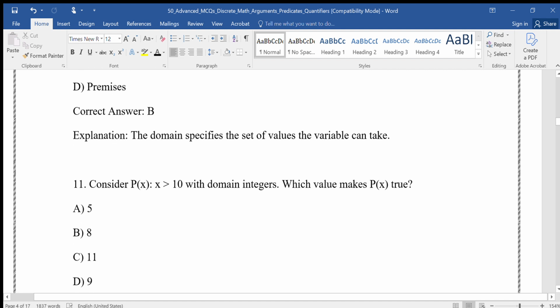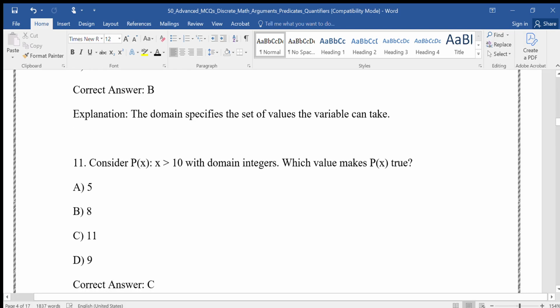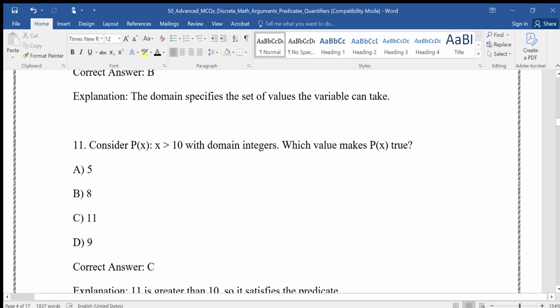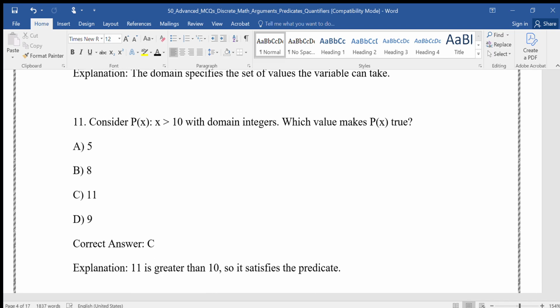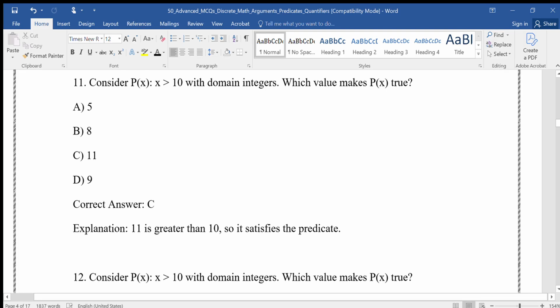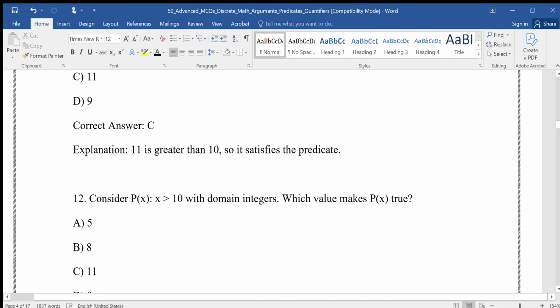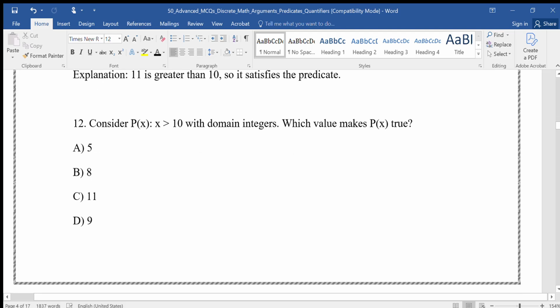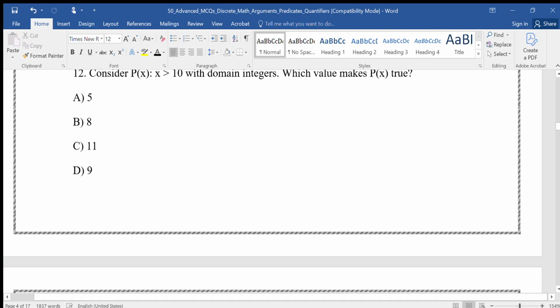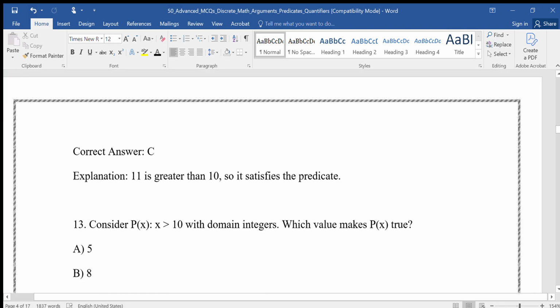MCQ 11. Consider P of x: x greater than 10 with domain integers. Which value makes P of x true? The correct option is C. For a positive integer like 11, 11 is greater than 10, so P of x is true when x is 11, and it satisfies the given predicate.